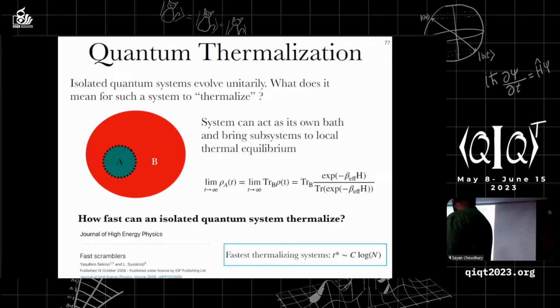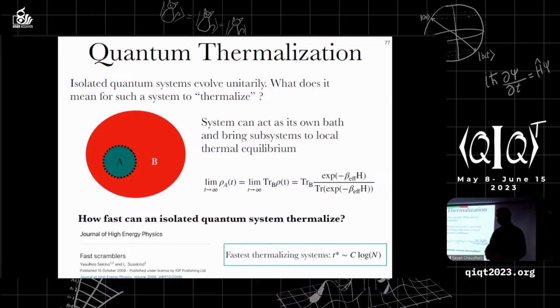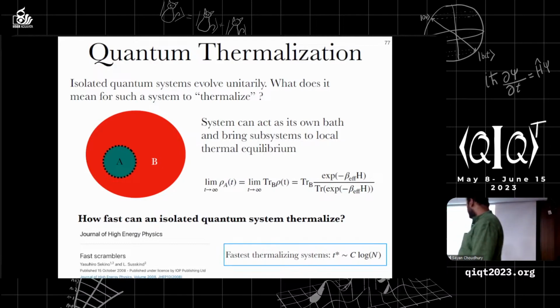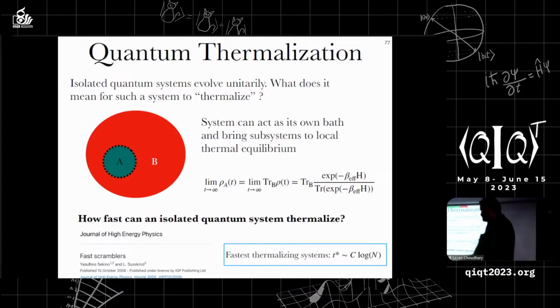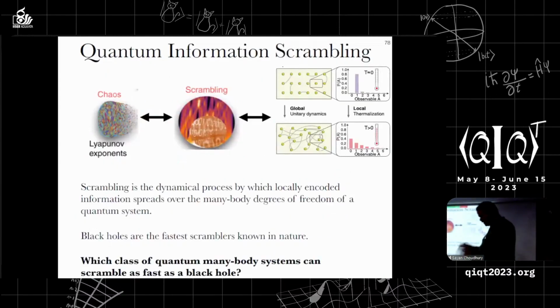And the question that we were interested in is how fast an isolated quantum system thermalizes. This is captured through this notion of exactly what you called scrambling. The fastest scrambling systems are such that the time it takes to thermalize scales logarithmically with the number of degrees of freedom. Let me tell you a little bit about the notion of scrambling, because it came about that the fastest thermalizing systems are fast scramblers.